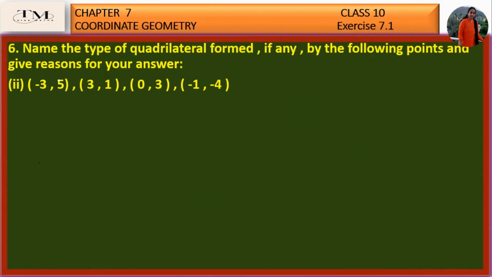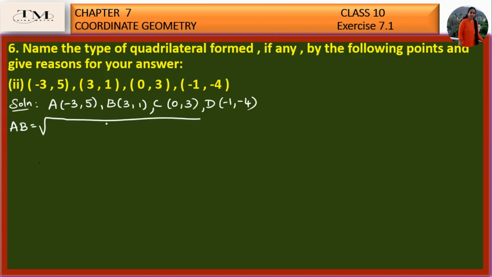So if we have to find the type of quadrilateral for this, let us name the coordinates. A is (-3, 5), B is (3, 1), C is (0, 3) and D is (-1, -4). So we have to find AB, BC, CD and AD.